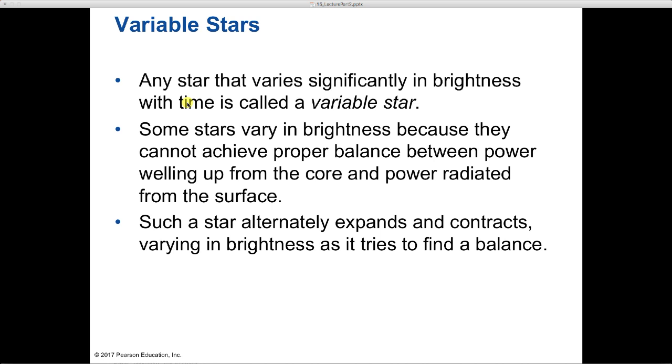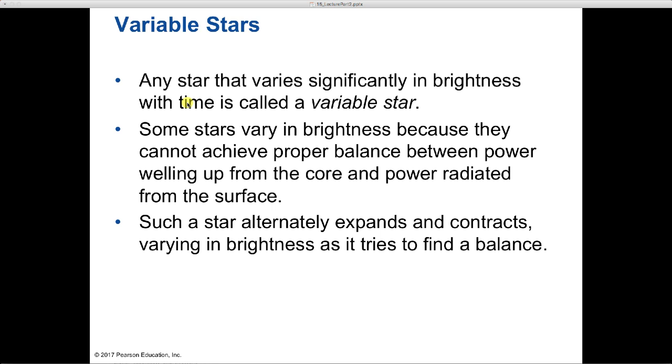Some of these stars change in brightness because they are having a hard time achieving a balance. We talked about this solar thermostat in Chapter 14, and how the sun maintains equilibrium. If the core temperature were to cool a little bit, then gravity would squeeze the core a little bit, and that would cause the temperature to increase, which would then cause the fusion reactions to increase, which would then make the core expand a little bit, and then go back to its normal size.